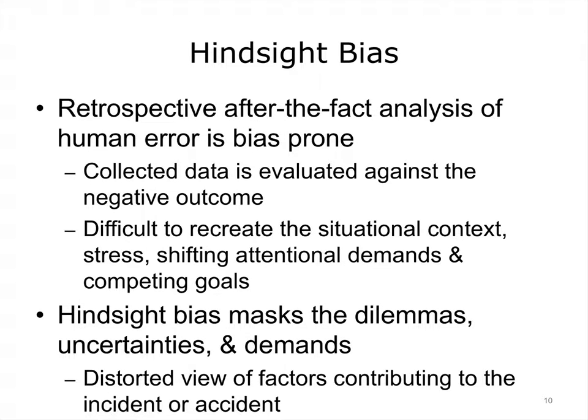We can only analyze errors after they happen. Errors often seem to be glaring blunders after the fact. This leads to blame assignment or the search for a single cause. However, it is exceedingly difficult to recreate the situational context, stress, shifting attention demands, and competing goals that characterize a situation prior to the occurrence of an error. This retrospective analysis is subject to a phenomenon called hindsight bias. Hindsight bias masks the dilemmas, uncertainties, demands, and other latent conditions that were in place or occurring prior to the mishap. Things simply look very different when you are looking back at a situation with 20/20 hindsight, and a more nuanced and system-centered approach is warranted.